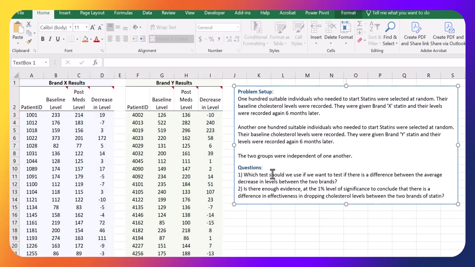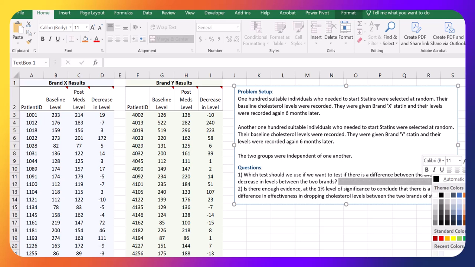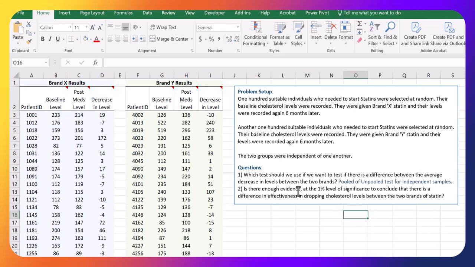Okay. So first question to always answer for these independent samples, there's two possible tests we could do. We either do the pooled or unpooled test for independent samples. So we know that we need the pooled or unpooled, we just don't know which one yet. So let's first step through how to figure out which one of those we're going to use. First thing I'm going to want to do is to figure out the standard deviations for each of these groups.